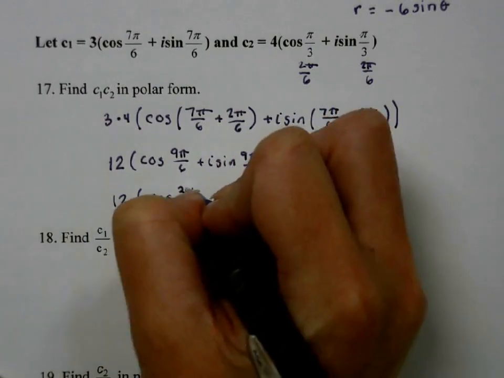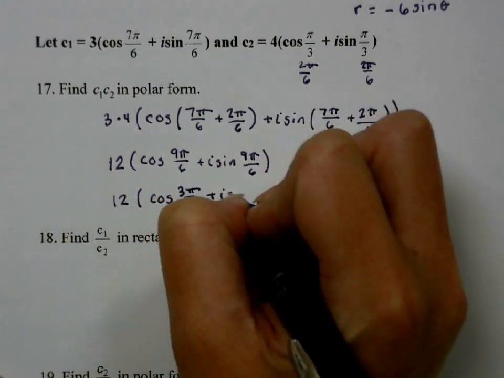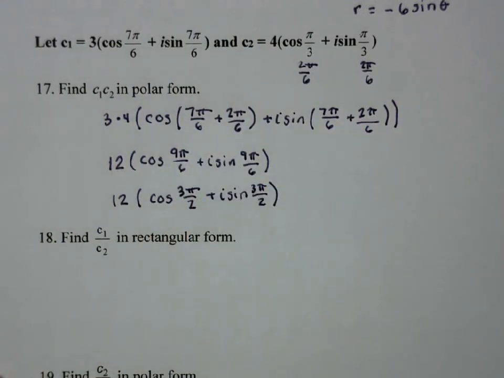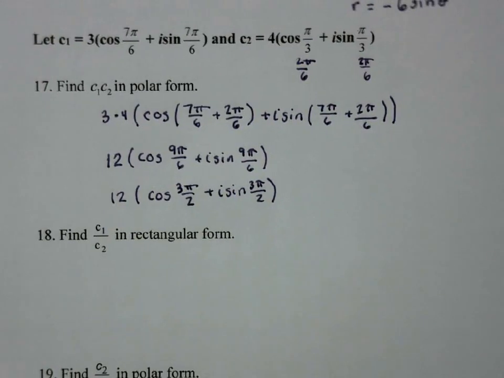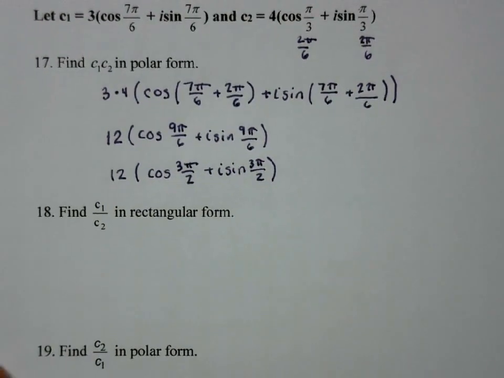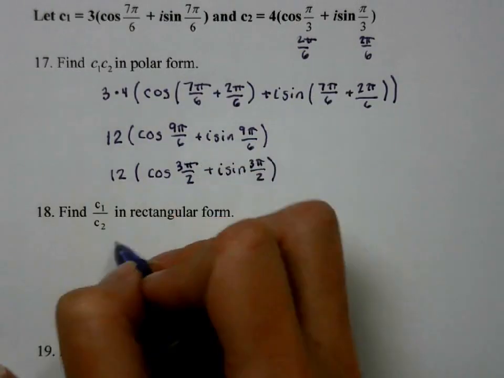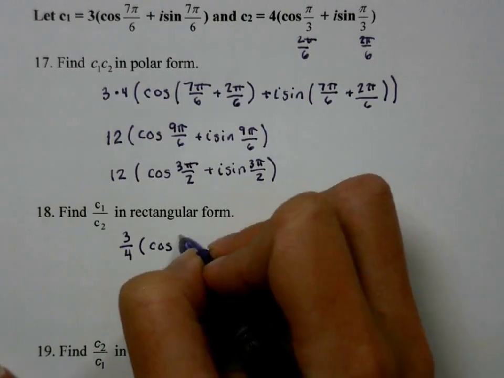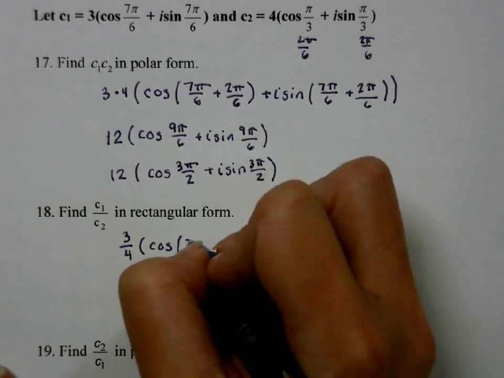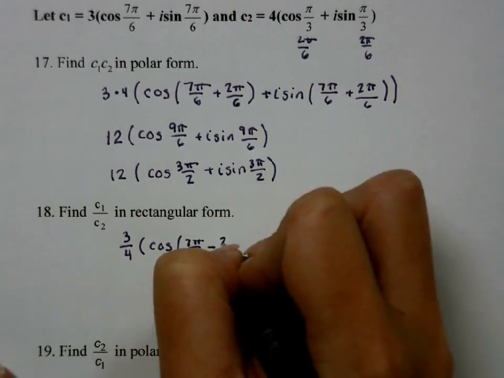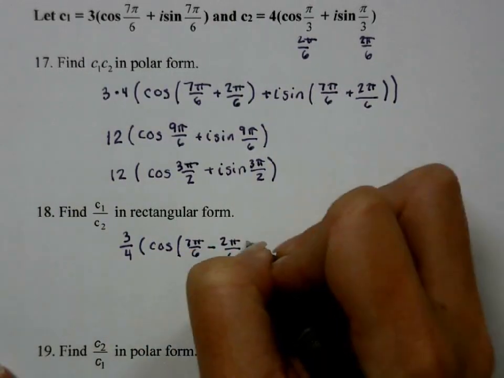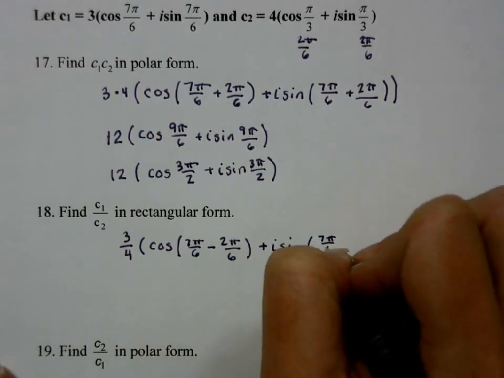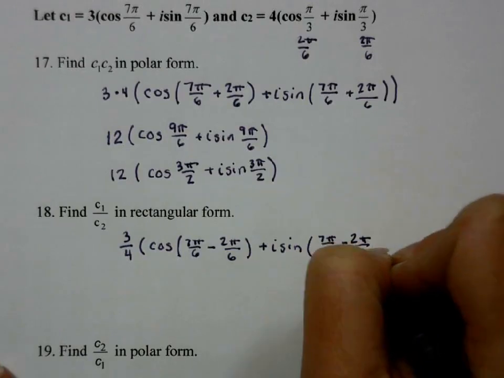Okay, for division, you're going to divide the r's and divide the thetas. Okay, so I'm going to take c1 over c2. So we're going to have 3 over 4. And then we're going to have cosine of theta, 7 pi over 6 minus the other theta. Okay, so this ends up being 3/4 cosine 5 pi over 6, which happens to be one of our unit circle values.